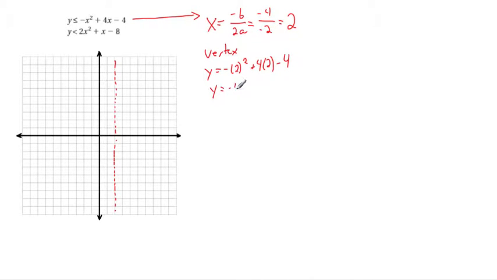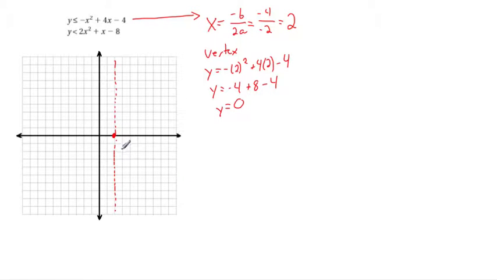So y equals negative 4. Remember, this is not in parentheses. You square the 2 first, you square the x first, and then you multiply it by negative 1. So it's a negative 4 plus 8 minus 4. Well, negative 4 plus 8 is positive 4. Minus 4 is 0. So right here, that's going to be where my vertex is.